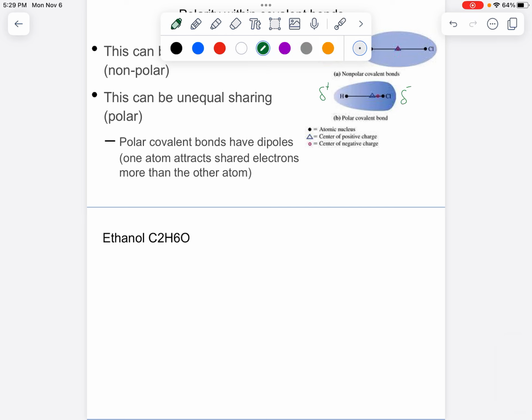So ethanol is C, 3 H's, and then OH. And then there's H's here. So there's a lot of bonds here, but if you look at the shortcuts, what did I say about CH bonds? These are all nonpolar. CC is of course nonpolar. They're exactly the same element. CO is very slightly polar, and OH is polar. So this molecule has a lot of nonpolar bonds, but then it has this little spot here where we have some polarity.